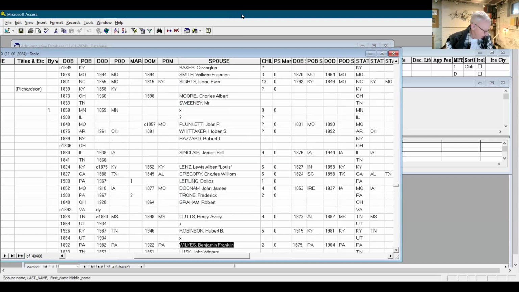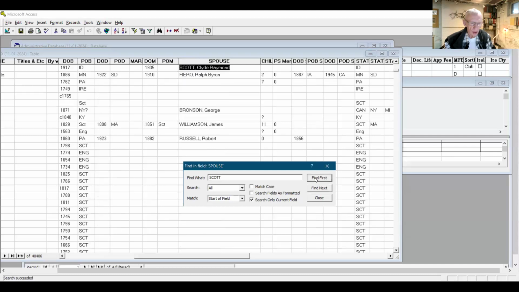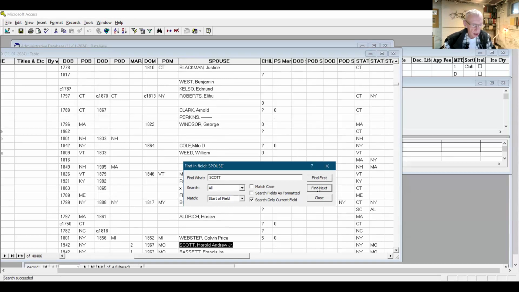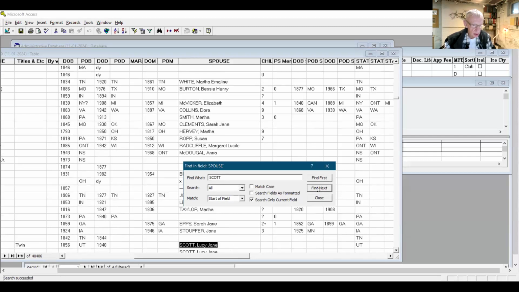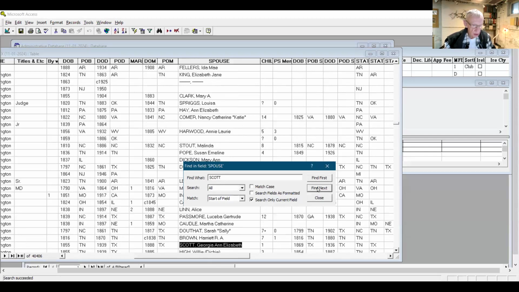Let's try the next name. Helen Oliver Scott. Let's go here. SCOTT. All right, I'm going to look at this one. Find first. All right, next. I'm looking for Helen. Helen, Aaron, Robert, Eva, Louise, Lucy, Smith, Andrew.